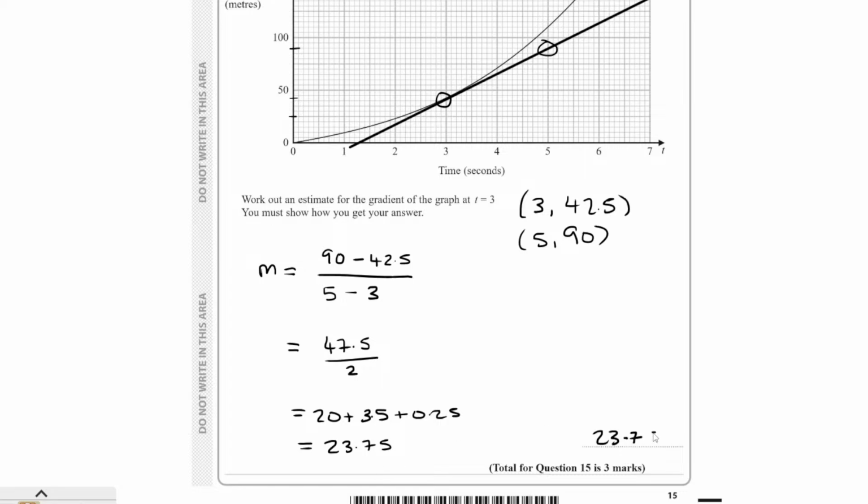Now, obviously, yours will be different because you'll have a different tangent and different numbers. But they have said as long as you get anywhere between 22 and 28, they'll give you the mark. Obviously, don't rub out your tangent. You have to leave it there. So as long as you've got between 22 and 28, they'll accept it. Okay? It's literally just that. Draw a tangent, work out the gradient.